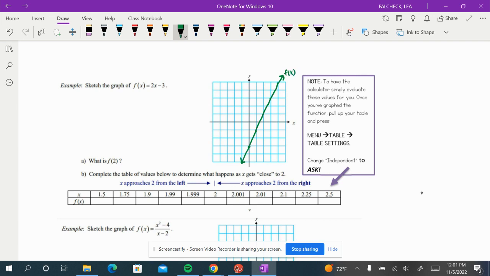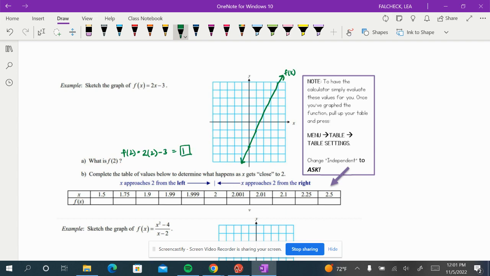This is our f of x. So you're using the graph, and we have choice A. What is f of 2? F of 2 is going to be the function evaluated at 2. So we have 2 times 2 minus 3, and that's going to give me 4 minus 3, which is just 1.